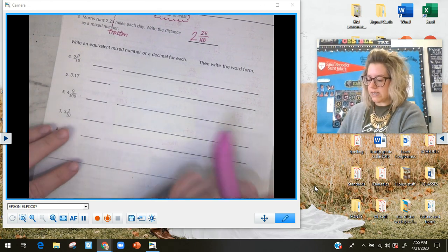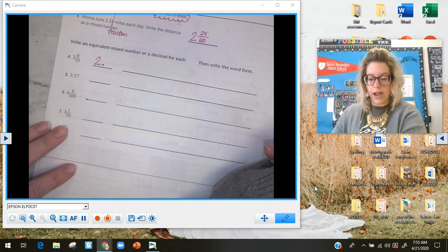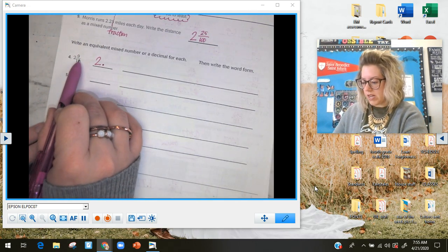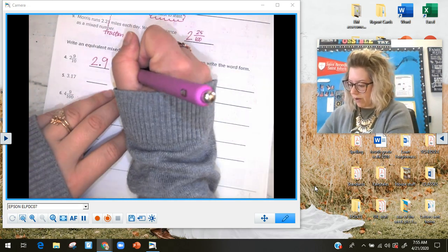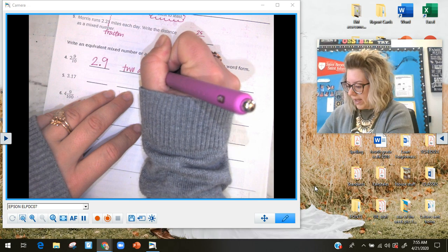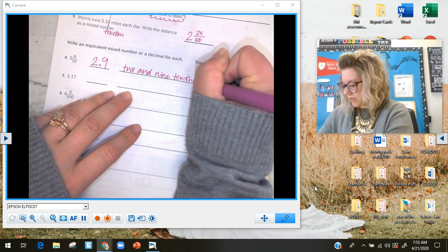So 2 and 9 tenths. So 2 and 9 is my number, but it needs to fall in the tenths place. I know the tenths place is right after the decimal, so 2.9. And I write 2 and 9 tenths, just like that.